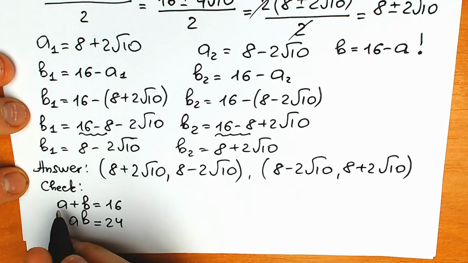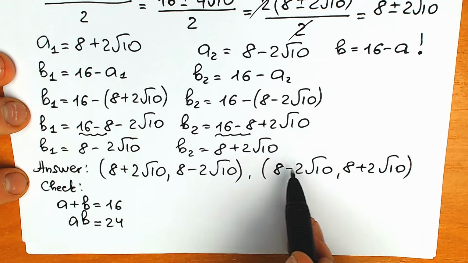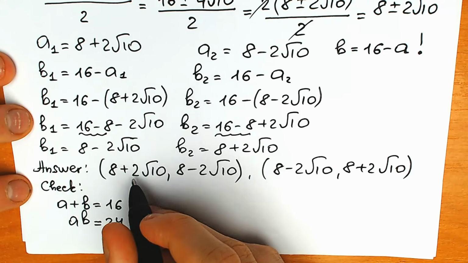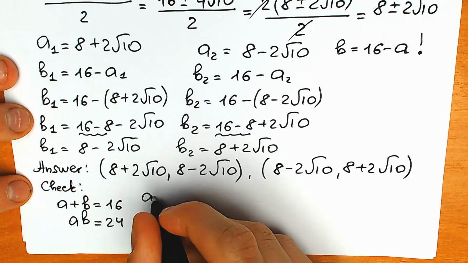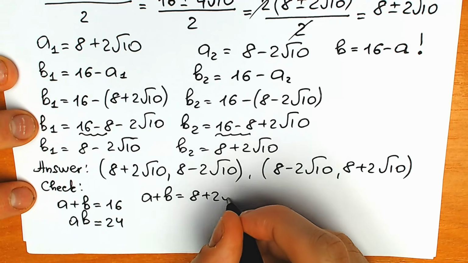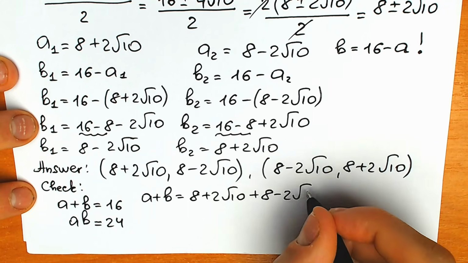Addition and multiplication are really great mathematical operations, because we can change positions. We can write a plus b and b plus a, times a b and b times a. So that's why we don't need to check both of these pairs, because our pairs are symmetrical. So let's check, for example, these parentheses. So a plus b equal to 8 plus 2 square root of 10 plus 8 minus 2 square root of 10.